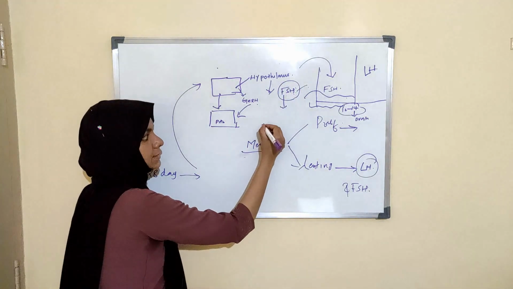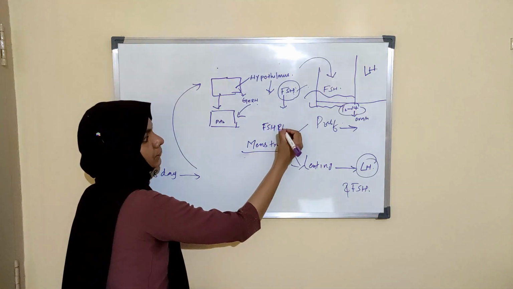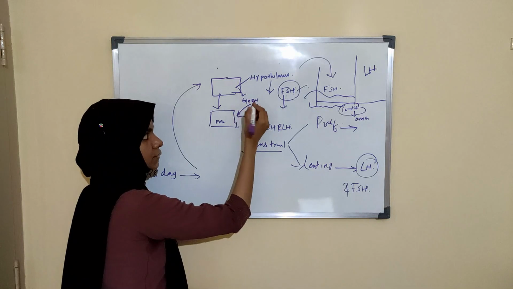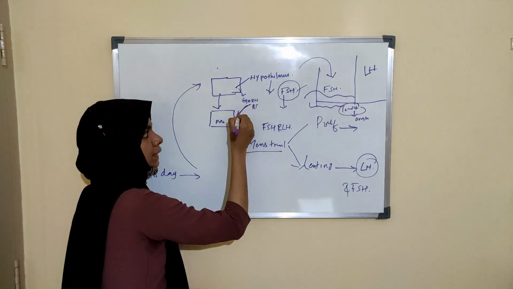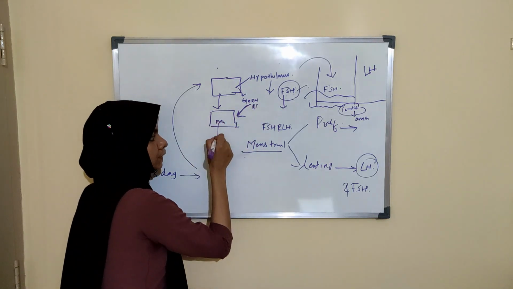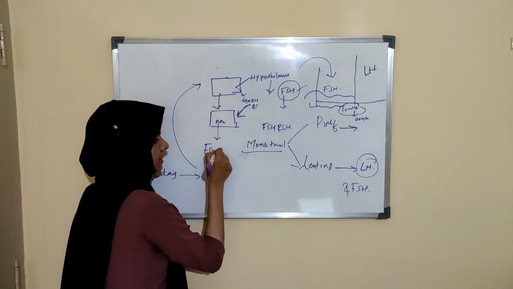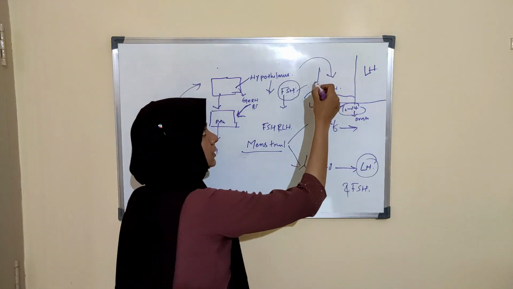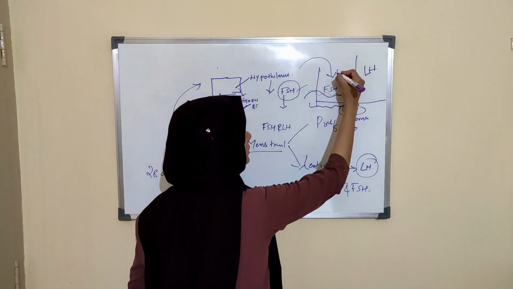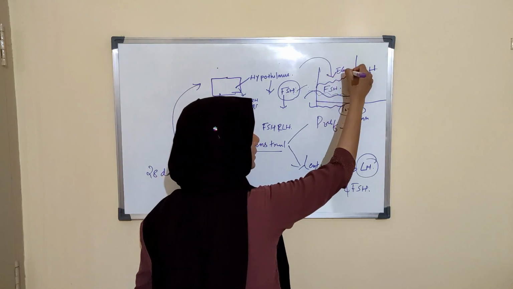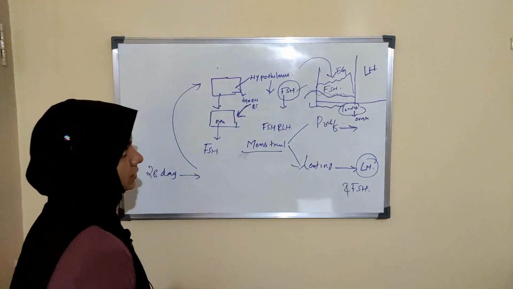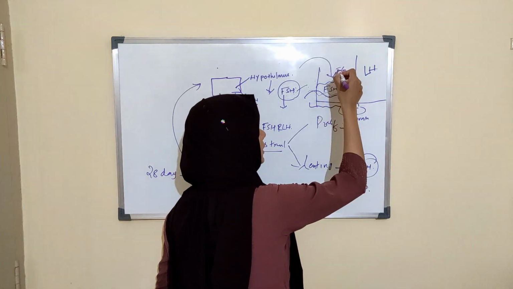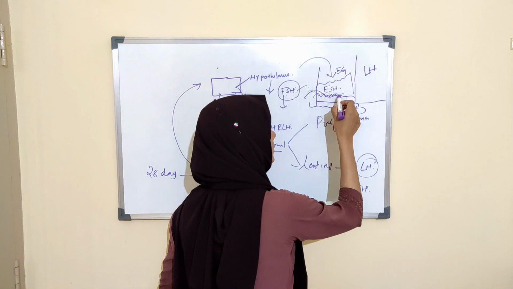FSH and LH are gonadotrophins, right? Gonadotrophin releasing hormone is released into the bloodstream and through the blood it reaches the pituitary and gives it an impulse. So FSH is released first. FSH goes to the endometrium, along with estrogen, which will also be high during this proliferative phase, and the endometrium is proliferated.